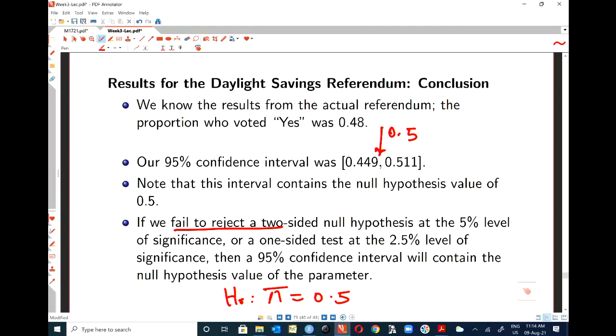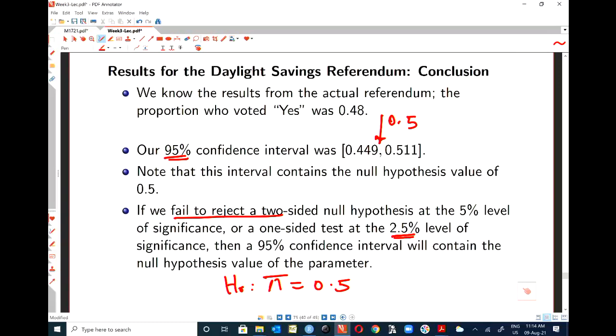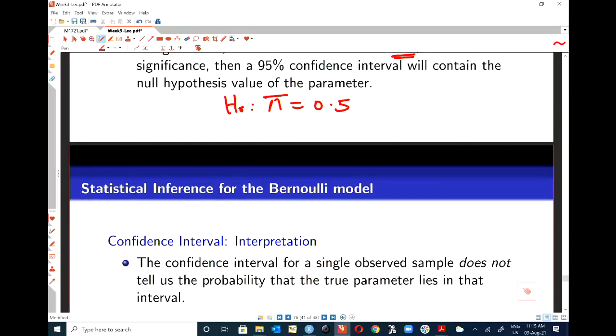So if I'm looking at a 95% confidence interval and a 2.5% significance level in a one-sided test, they're equivalent. If I don't reject H naught, I'll find the value of my null hypothesis for the parameter will be in the interval as well. They're consistent, so they're both equivalent in that sense. If I'm looking at a two-sided test at 0.05 significance, then again the 95% confidence interval will contain my null hypothesis value. So that's how these things work.